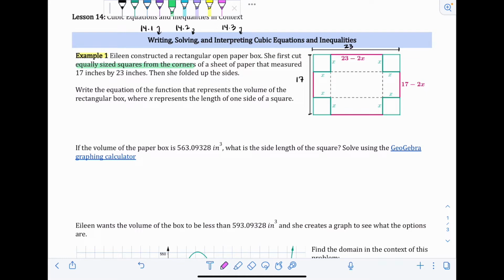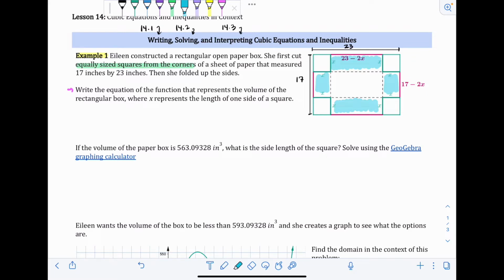And then next we want to write the equation of the function that represents the volume of the rectangular box. Volume is how much we can hold within it, where X represents the length of one side of the square. Okay, so because we had to cut the corners out, each of these sides is going to fold upward. Picture an open-topped box. It's not going to have a lid on it or anything like that.